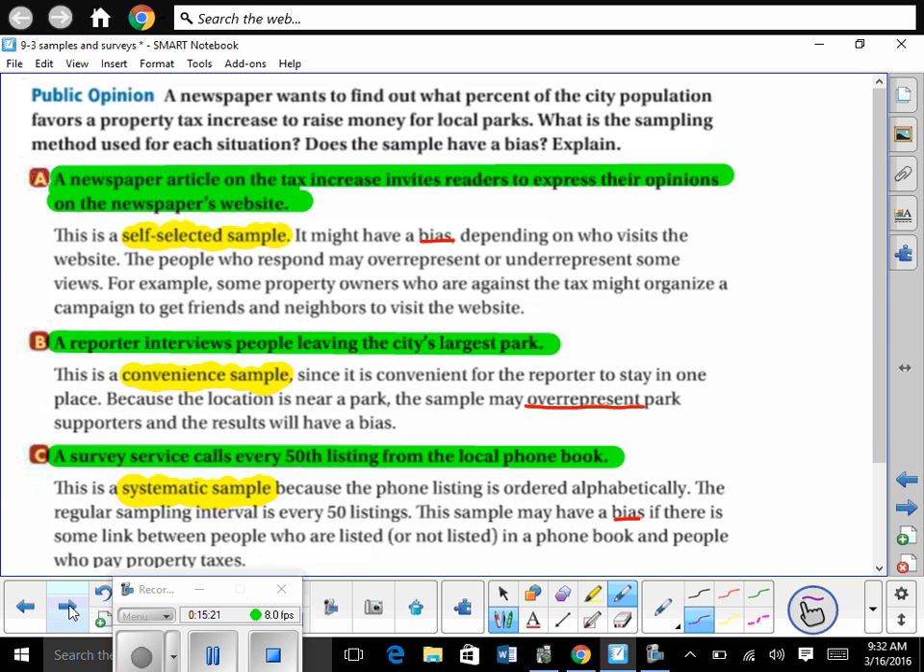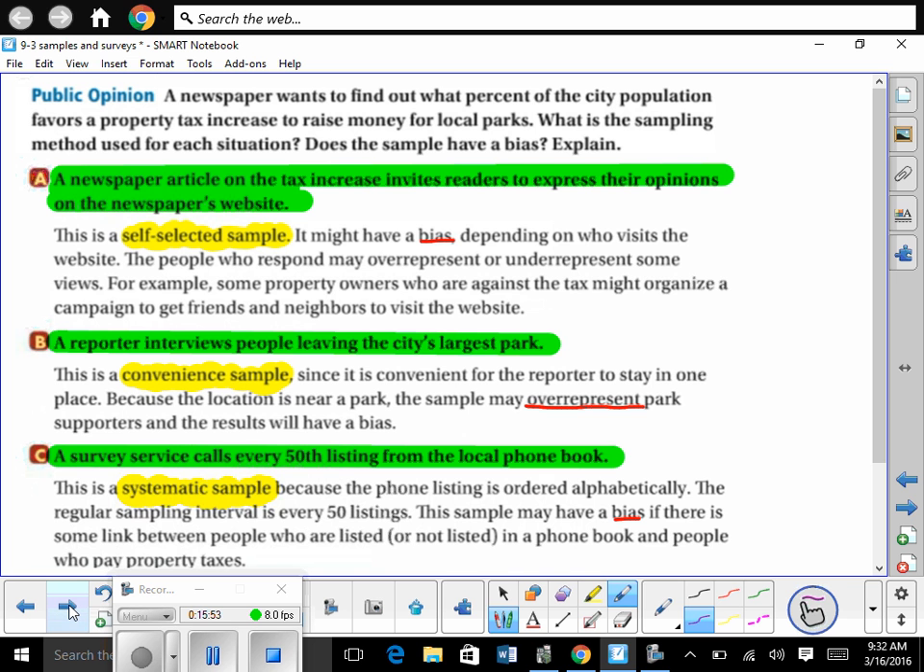Okay, next one. A reporter interviews people leaving the city's largest park. So read it again. A reporter interviews people leaving the city's largest park. This would be considered a convenient sample. Okay, so it's convenient for the reporters to stay in one spot, right, and just sit and interview people. Does everybody understand why it's convenient? Okay, and then because the location is near the park, the sample may overrepresent park supporters, and the results may have a bias.